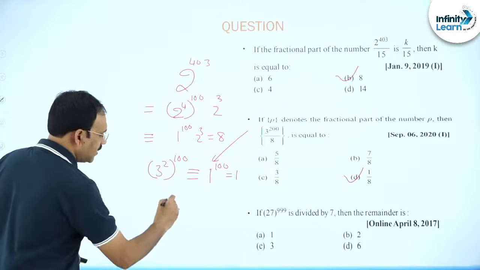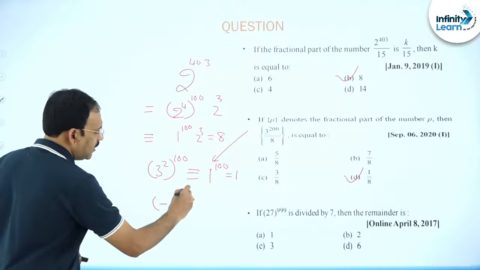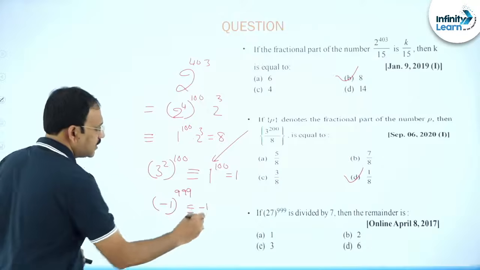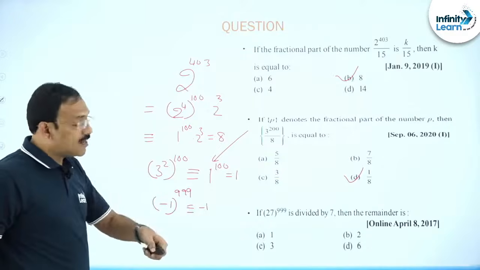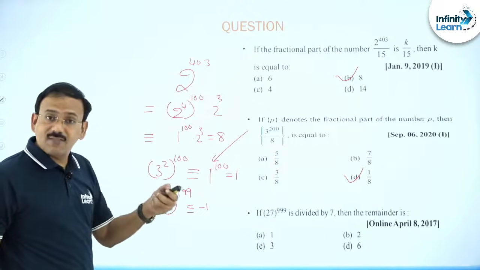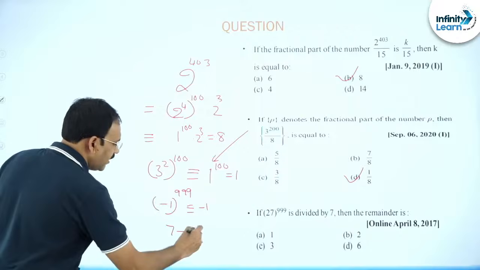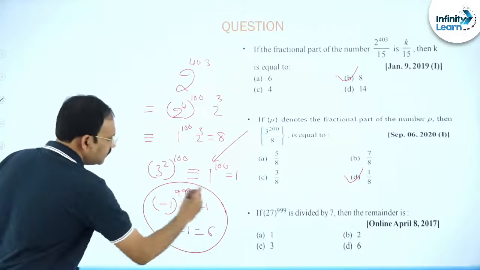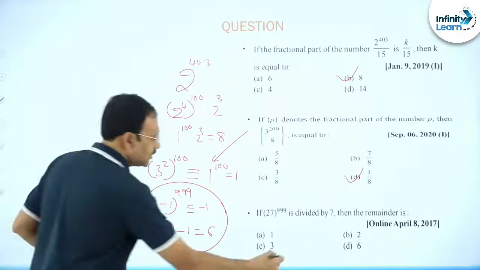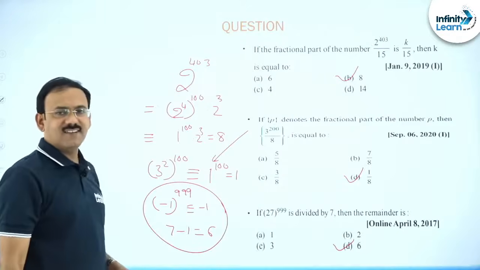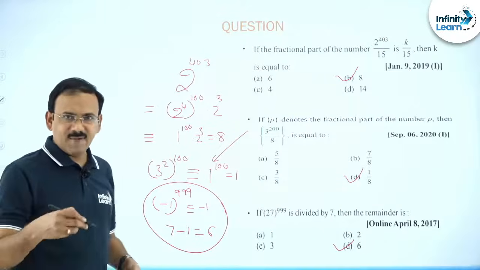I just write minus 1 power 999, which is minus 1. The remainder when divided by 7, minus 1 means 7 minus 1, which is 6. So 6 is the remainder. That's all. Yes. Shall I repeat?